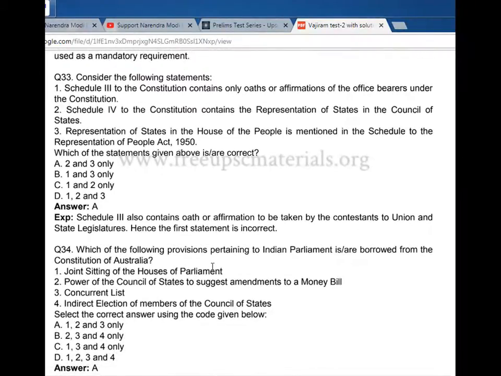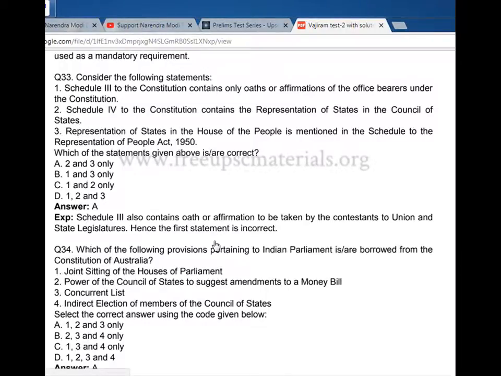Consider the following statements, which is correct. Schedule 3 of the Constitution contains only the oath or affirmation of the office bearers under the Constitution. So 1 is not correct. 2 and 3 are correct. Schedule 3 also contains the oath or affirmation to be taken by the contestants to the union and state legislatures. So 1 is not correct, and second is correct.